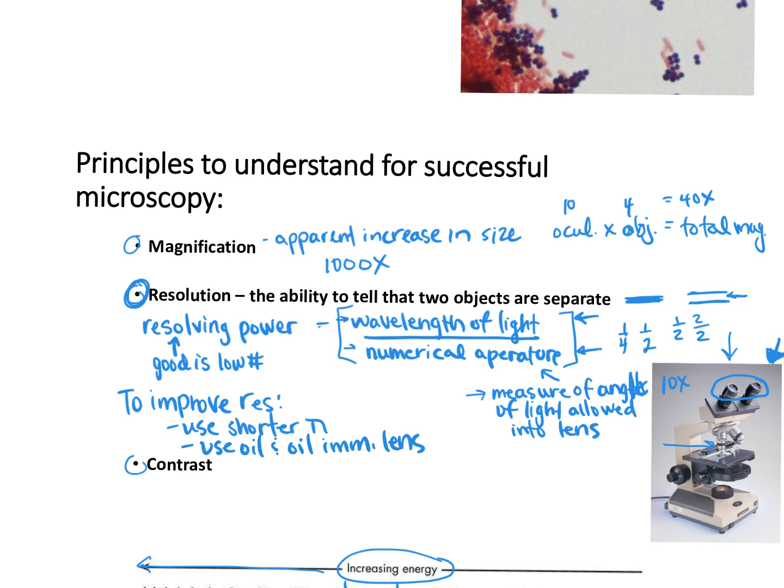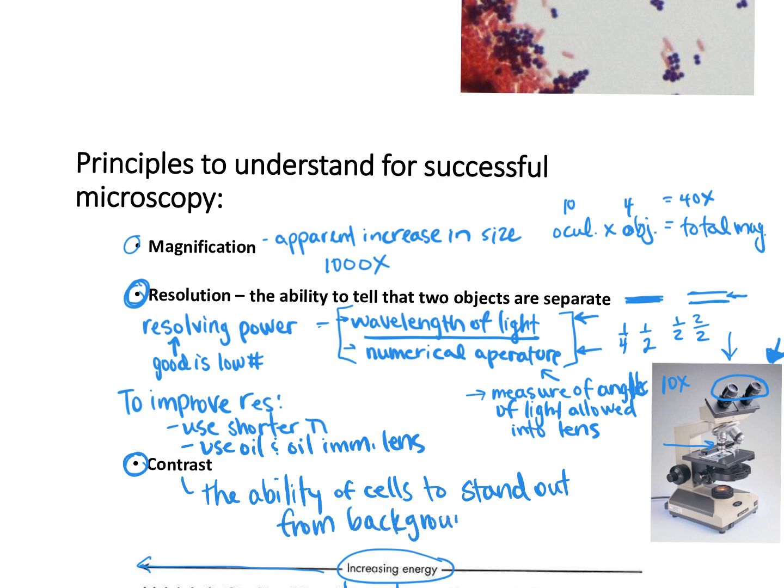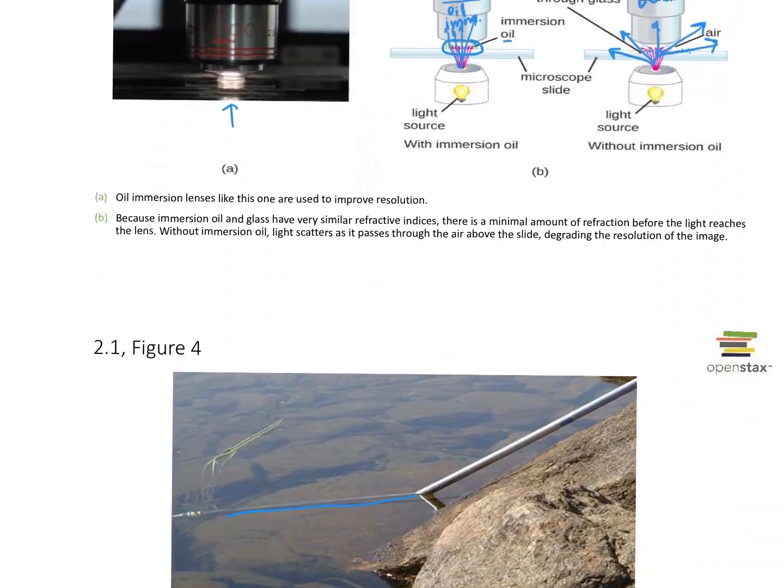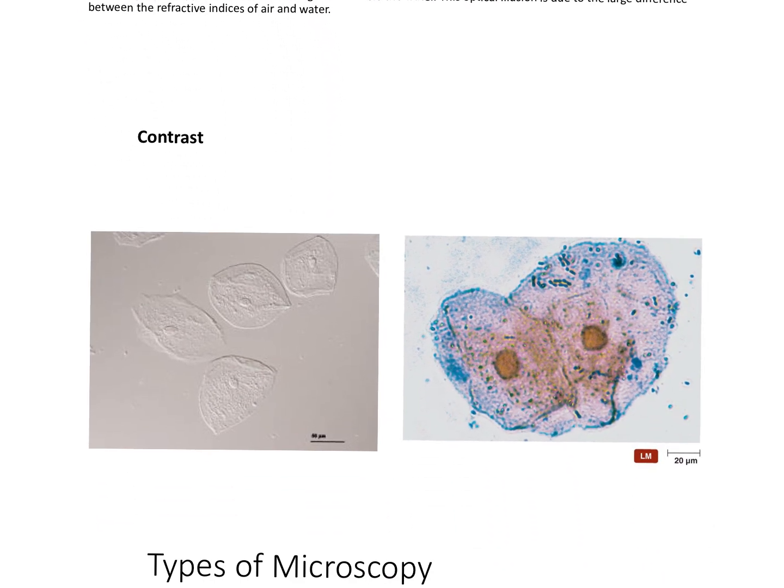Okay. And the last thing that we need to think about is the contrast, and that's a little bit easier to wrap your head around. We're going to define that as the ability of our cells to stand out from the background. Okay, so here's an example of some cells with contrast and some cells without contrast.